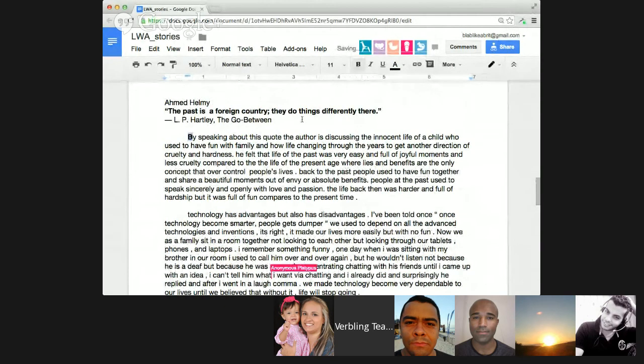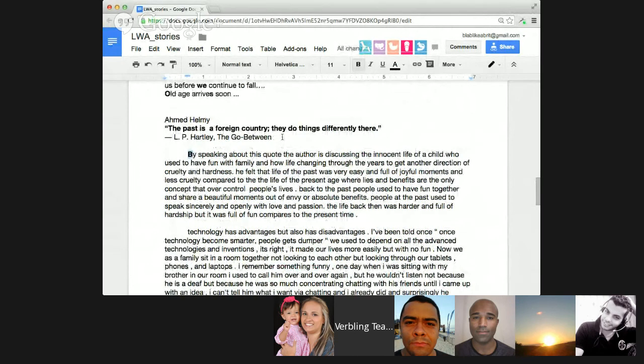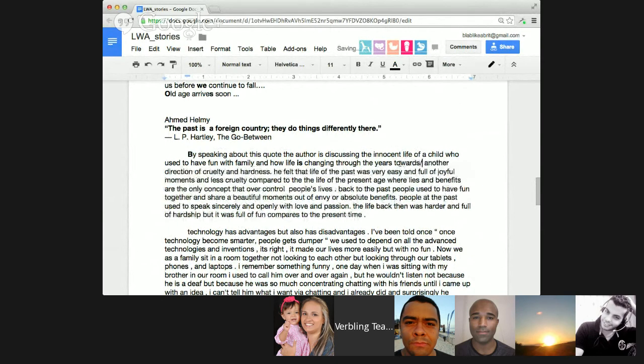So by speaking about this quote, the author is discussing the innocent life of a child who used to have fun with family and how life is changing through the years to get another direction of cruelty and hardness. What I would say is towards or in. Maybe in another direction or towards cruelty and hardness.